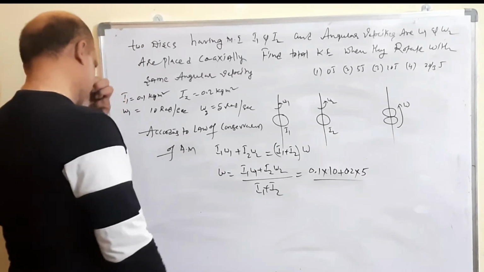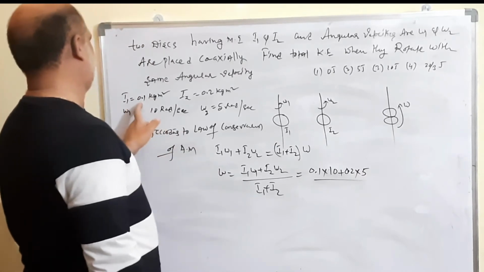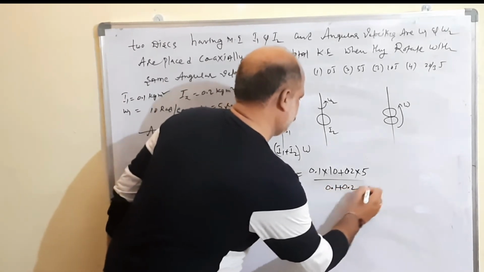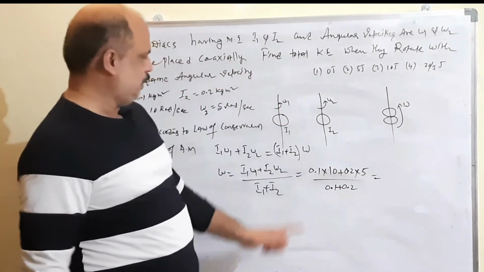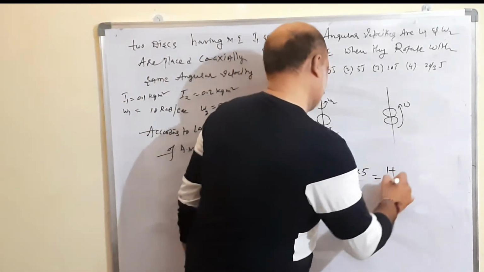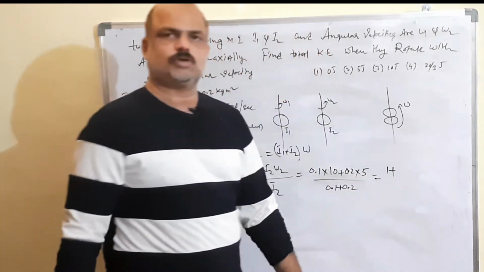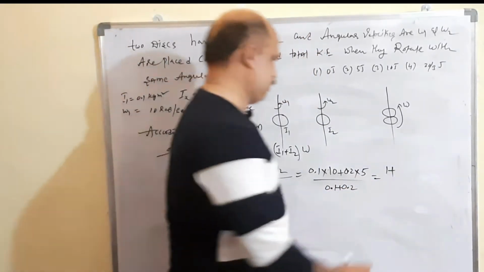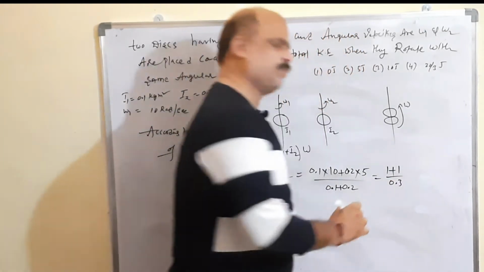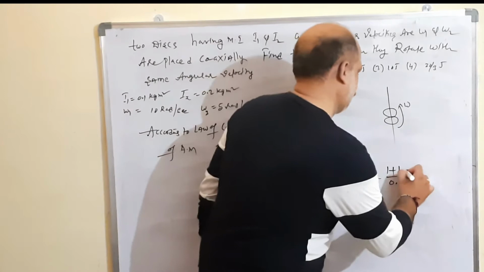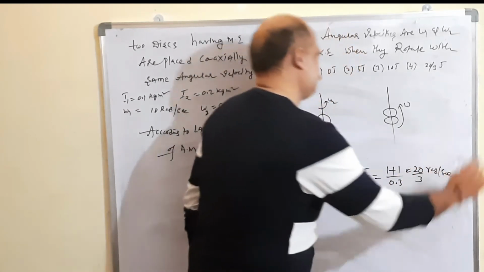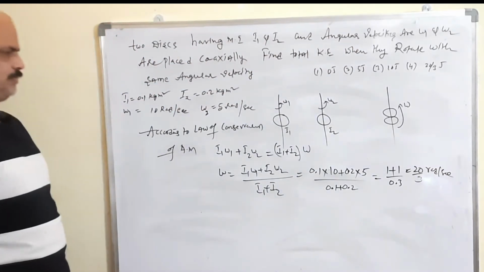I1 plus I2, 0.1 plus 0.2. So, here 0.1 into 10 is equal to 1, plus 5 into 0.2 is equal to 1, divided by 0.3, that is equal to 20 by 3 radians per second.